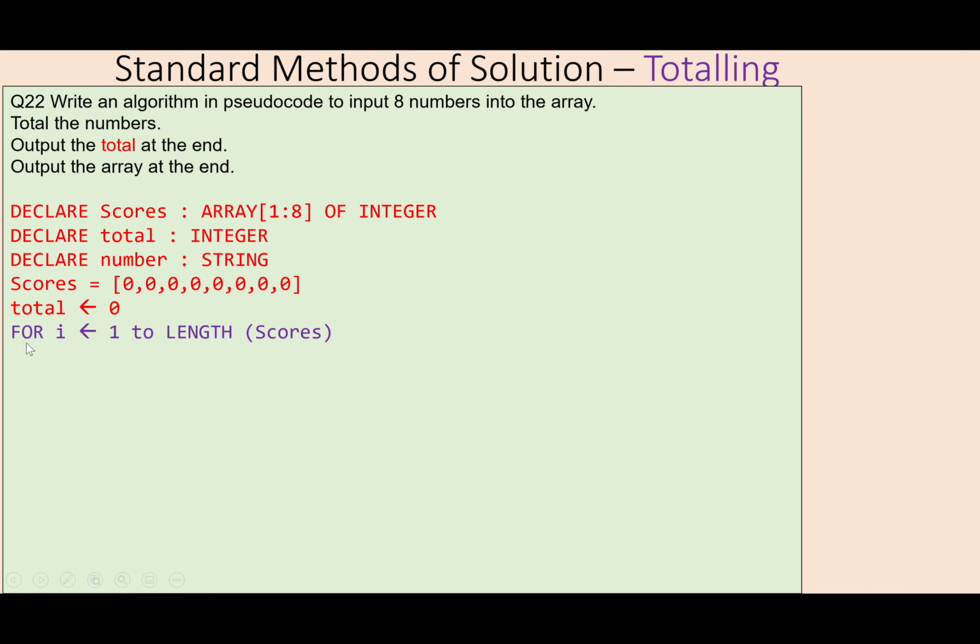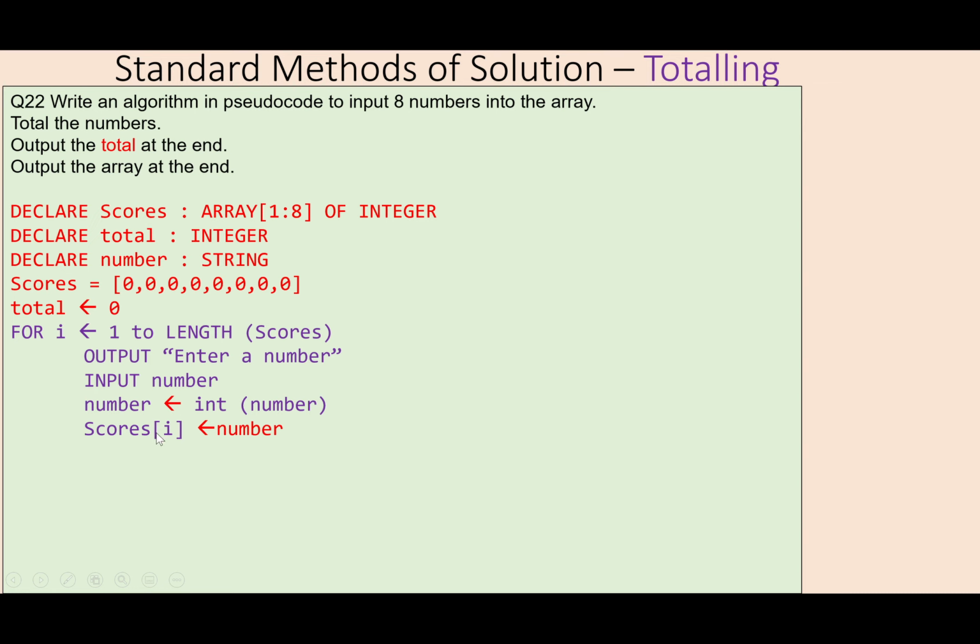So for i, we're going to assign 1 to the length of scores. So we're going to go around each element in here. We're going to ask the user to input a number. It's generally good practice if you're inputting something to put a message for them to know what they're inputting. And what we want to do then is write that number into the correct element of the array. So let's convert it to an integer first, because we have said that this array is containing integers, and we want to do some maths with them anyway. We want to add them to the total. So let's convert those to an integer, and then we'll write it into the array.